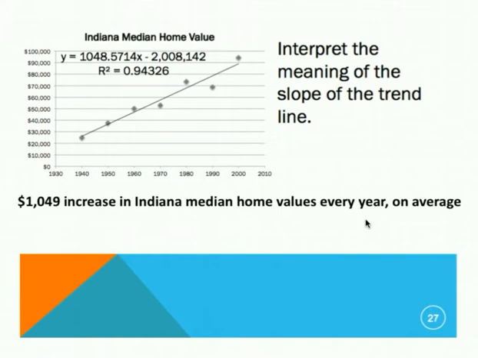And you want to make sure that you use words like increase or decrease. And then the other thing that you want to do is make sure that you use the actual value of the slope. So this 1,049 that I have, that is the m from my actual equation. You want to make sure that you use that actual value. So just saying that there's an increase in home sale prices over the course of like 1940 to 2000, that's good, but it doesn't use the actual value. So you want to make sure that you use the real value in your sentence.